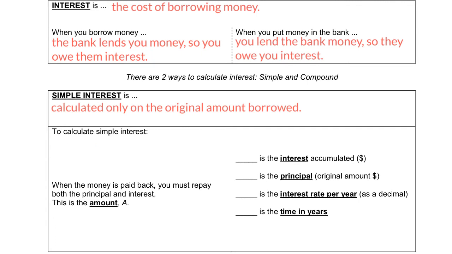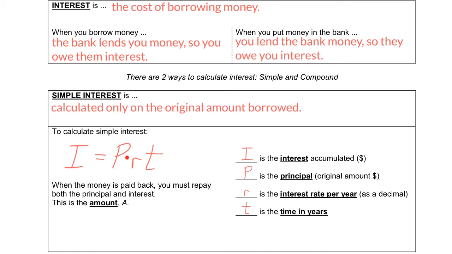So to calculate simple interest, there's a formula. I equals PRT. Now all these letters represent something. I is the interest accumulated, P is the principal, R is the interest rate per year, and T is the time in years. So to calculate the amount of interest owing, you take the principal, that's the original amount of money. You multiply that by the interest rate as a decimal, and you multiply that by the time in years. That will tell you the amount of interest that you owe.